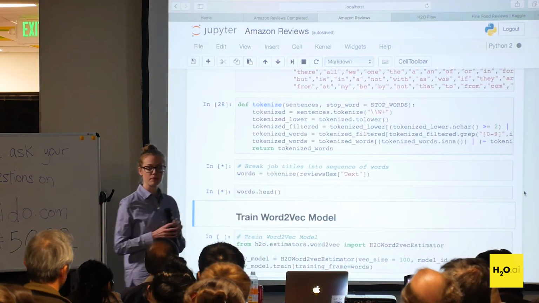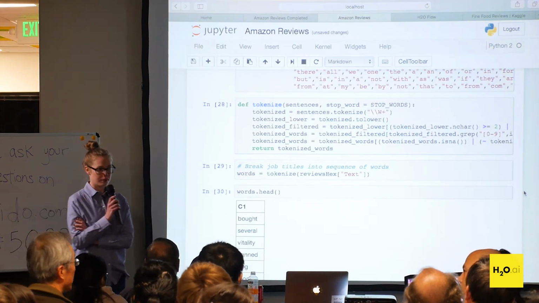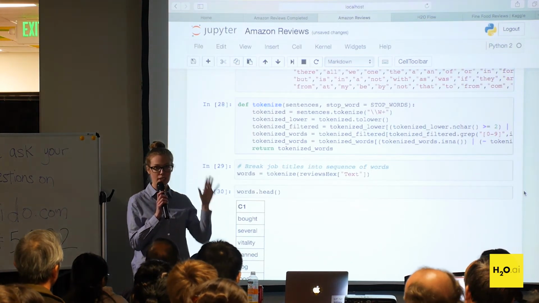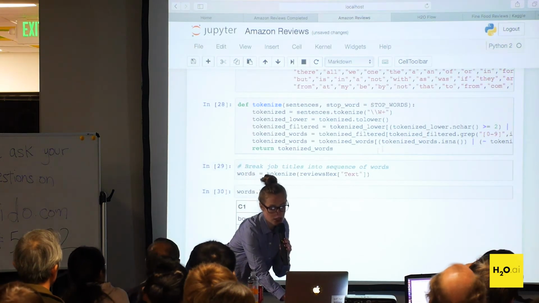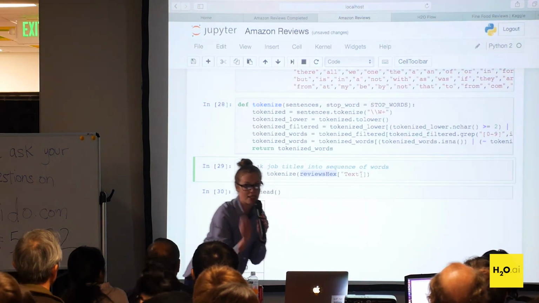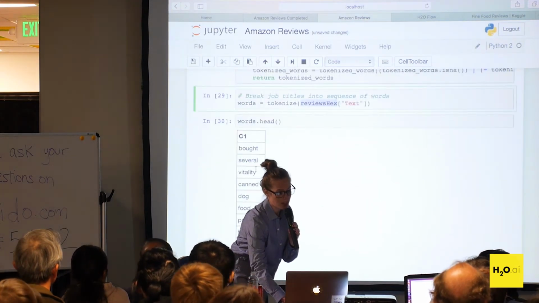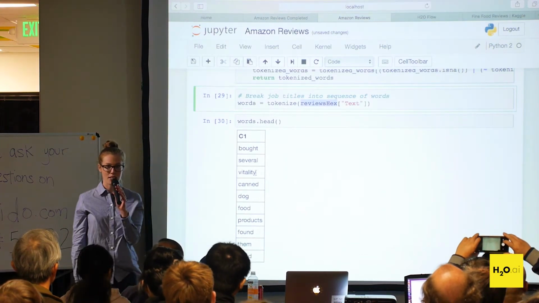So sentences is a whole review, correct? Yeah, that's one review. Oh, it's the whole column of reviews. So you're just going to give it the column in your data set that you want to get tokenized. In this case, I just return reviews hex and the text column. And here we can see the words. So: bought several Vitality canned dog food products, found them good. So it's starting to give us the reviews.